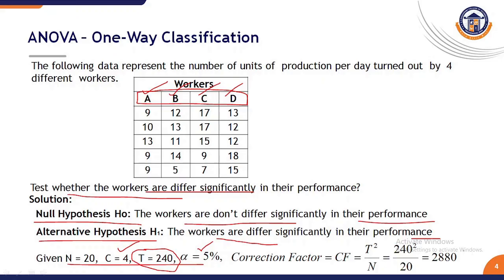The first step involved in one-way classification is calculating the correction factor CF. So CF equal to T square by n. Its value is 2880.